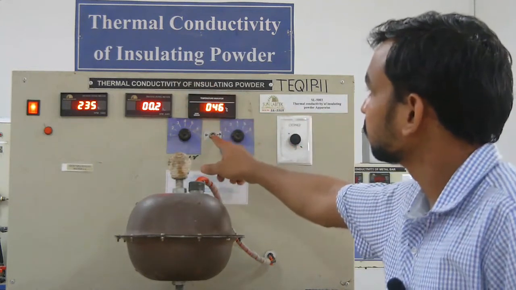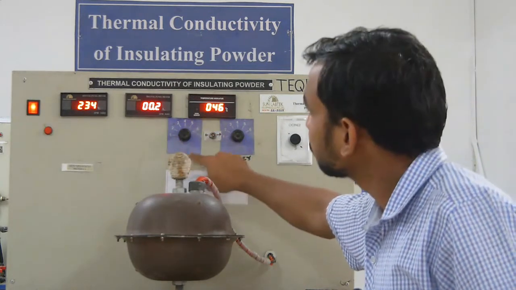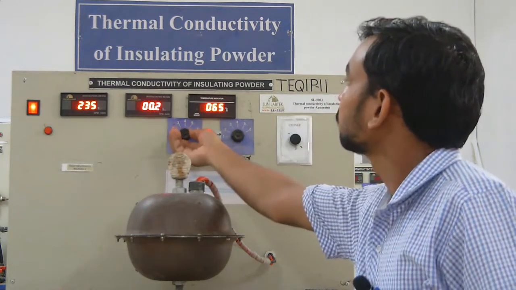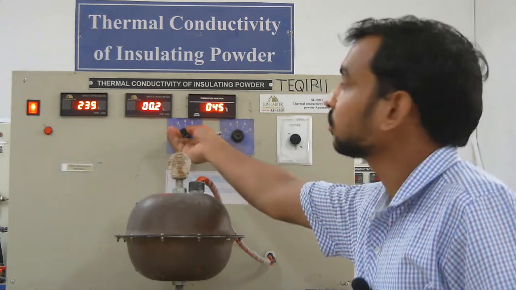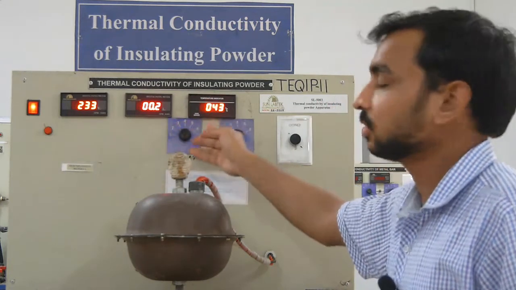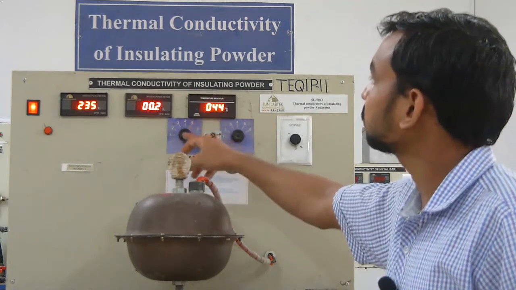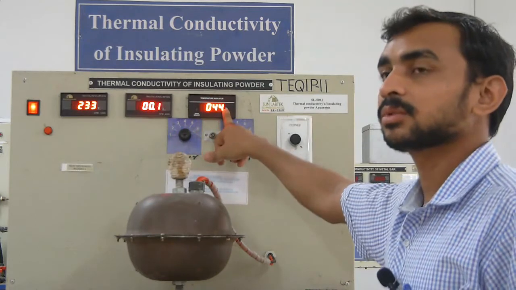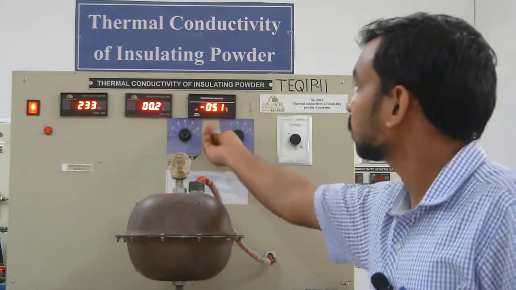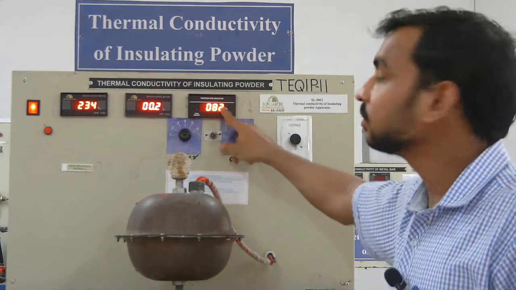At present this switch is towards the inner sphere, and it is pointing towards 1, that means T1 is 46, similarly T2 is 45, T3 is 43, and so on. If this key is moved towards the inner sphere, all the temperature readings from 1 to 6 will be displayed here, and once this key moves towards the outer, all the temperature readings will be of the outer sphere.